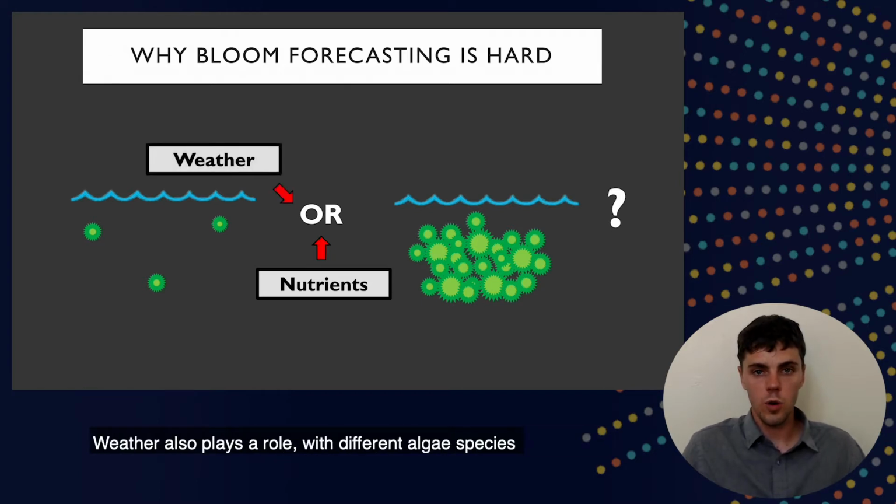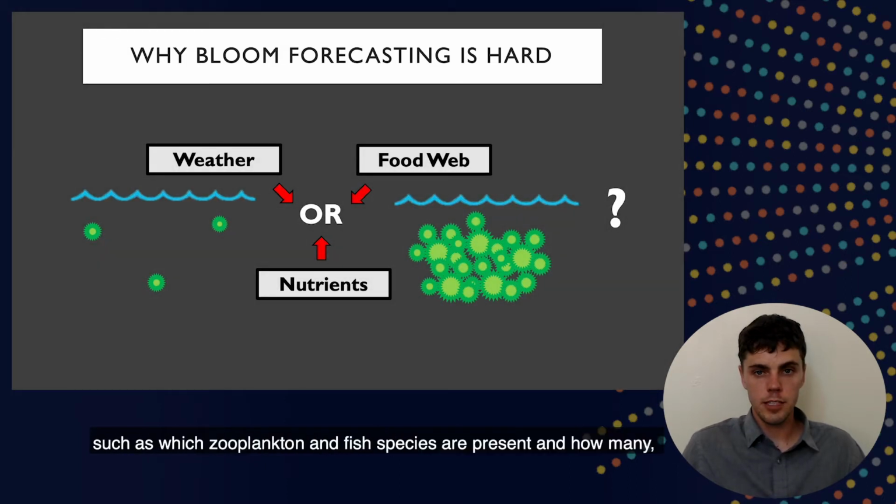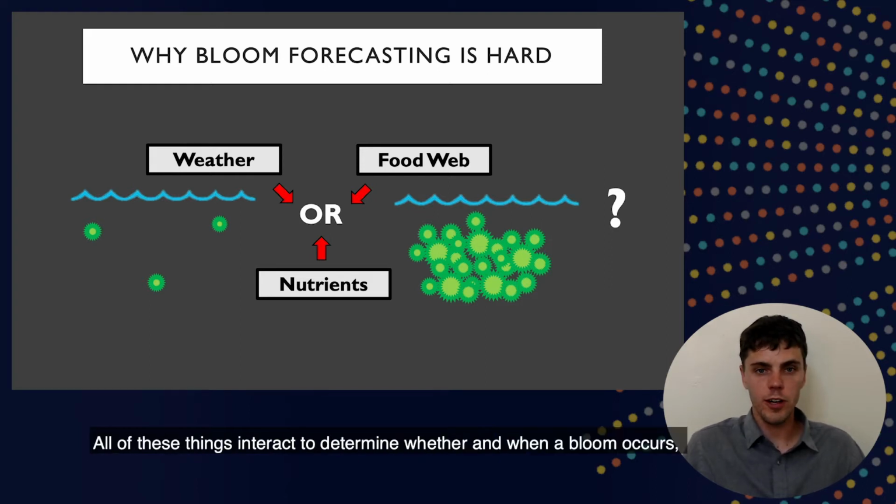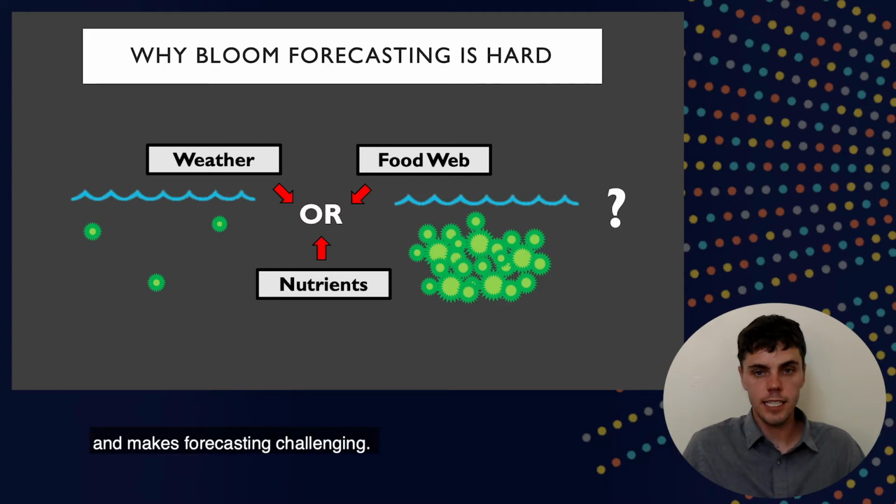Weather also plays a role, with different algae species doing better at different temperature, light, and wind conditions. Other components of the food web, such as which zooplankton and fish are present and how many, can promote or suppress a bloom, and these variables are both hard to measure and can change quickly. All of these things interact to determine whether and when a bloom occurs and make forecasting challenging. Our project focuses on comparing several different forecasting methods to see which provides the best accuracy.